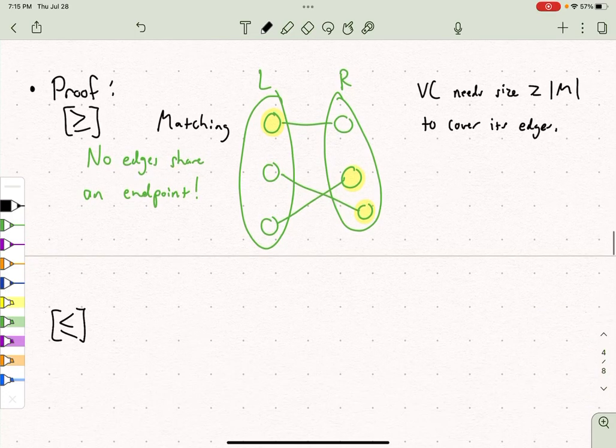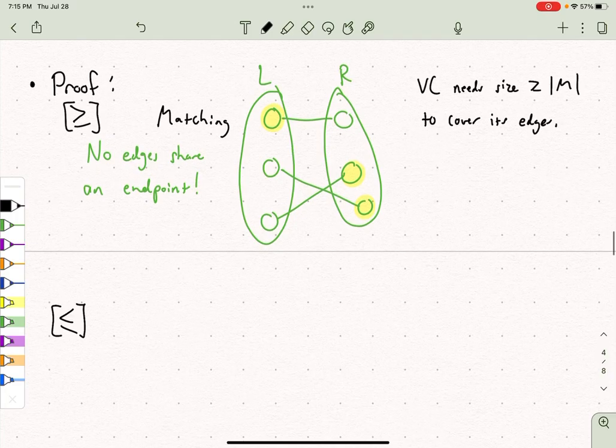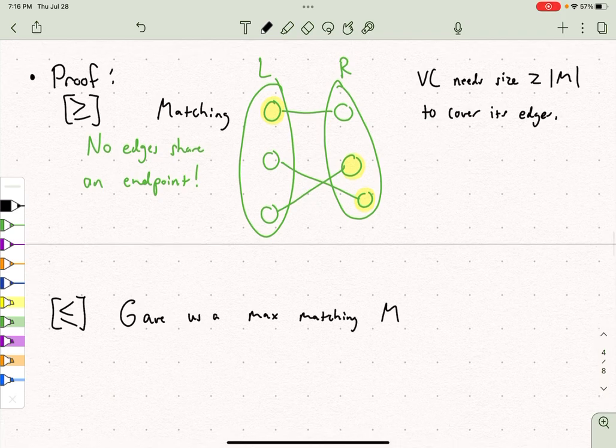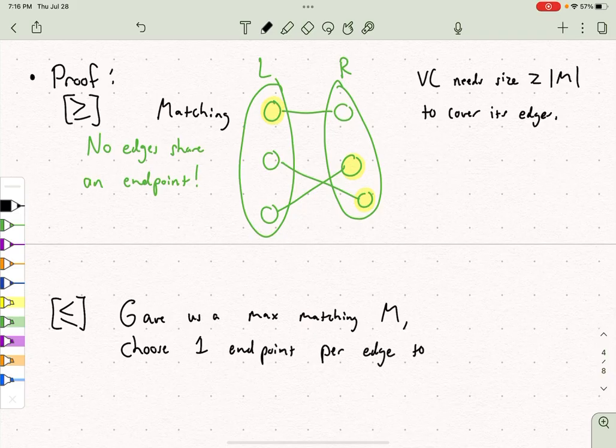So that part's pretty easy. Now, the idea again is we want to show that's also sufficient. So if you gave me a max matching, I want to be able to choose one endpoint for each edge to make a cover C.